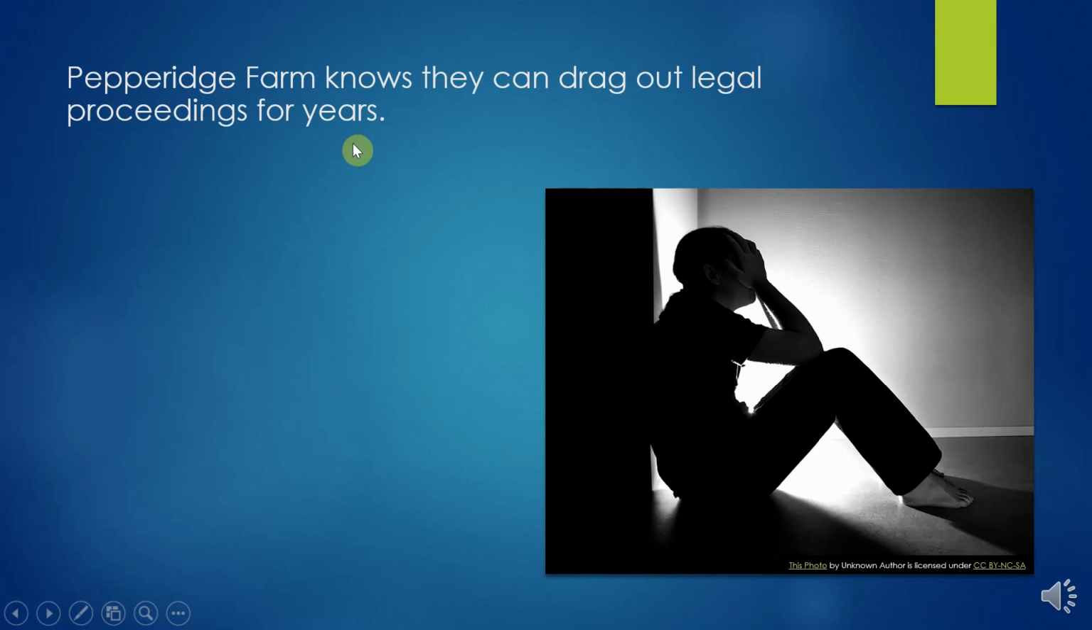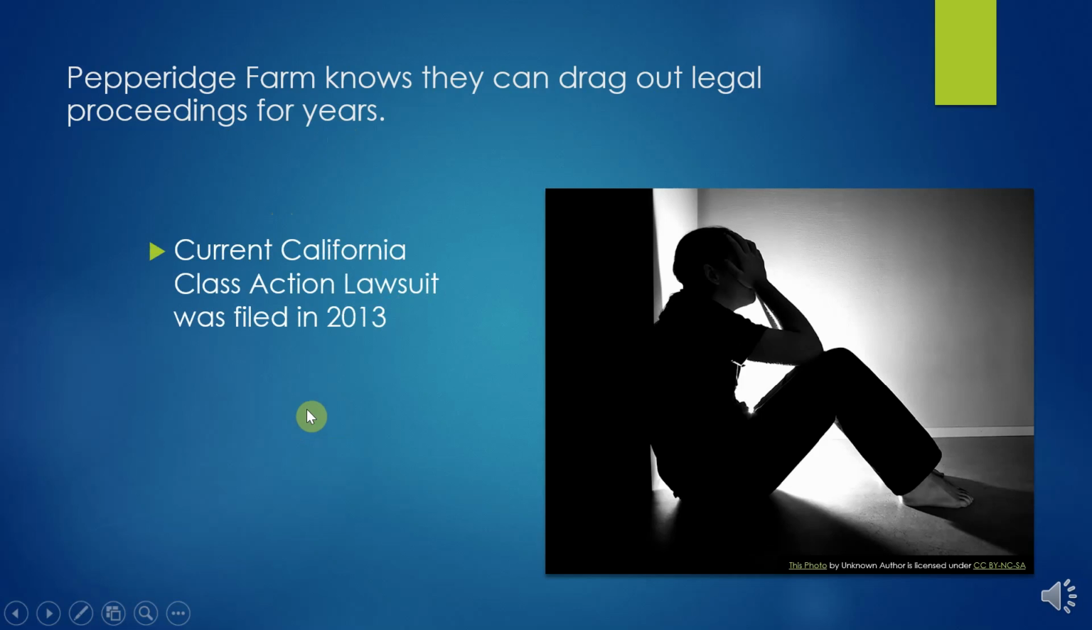Pepperidge Farm knows that they can drag out legal proceedings for years. The current California class action lawsuit was actually filed back in 2013. Here we are in 2018. The case is yet to be heard. It is still going through the court. And at this point, Pepperidge Farm is trying to have it dismissed as a class action suit. It is currently in front of the Ninth Circuit Court of Appeals, scheduled to be heard later on this year. Depending on their determination, if it's going to go forward, then the actual suit will be heard.